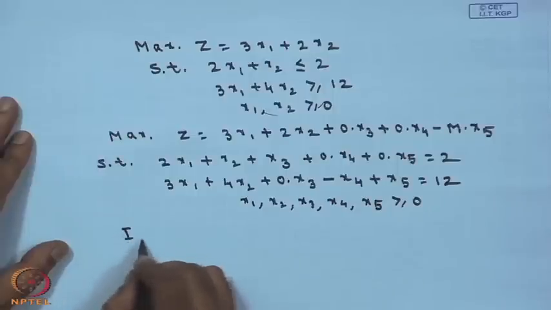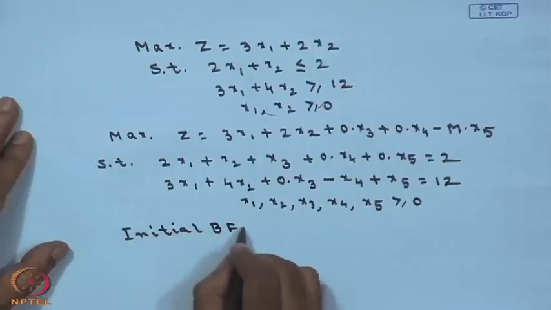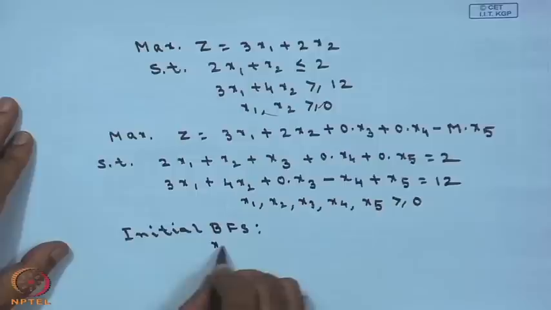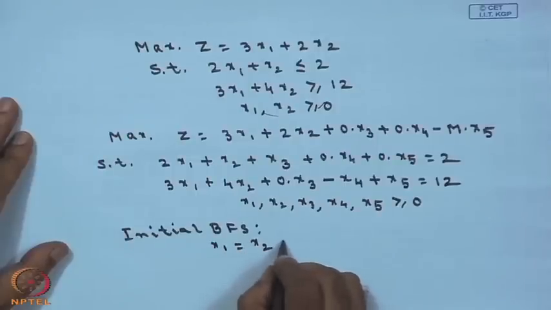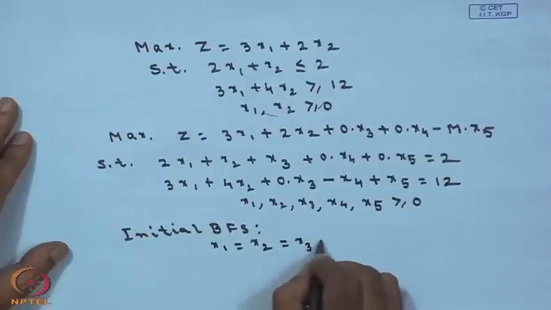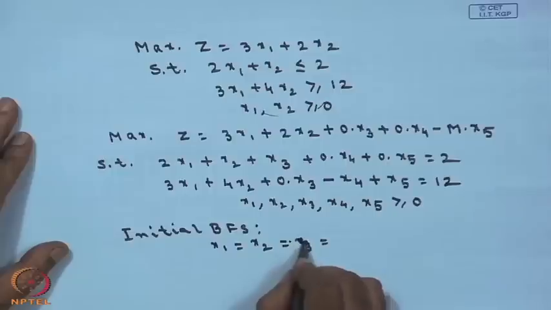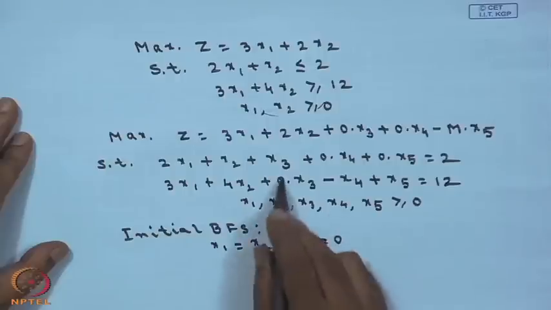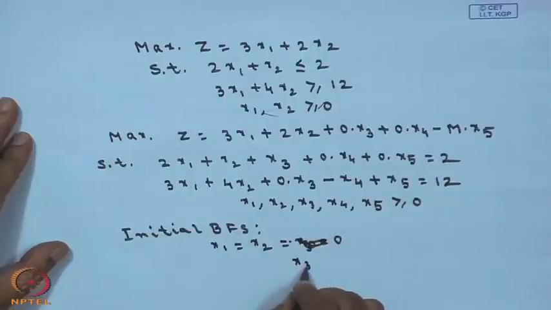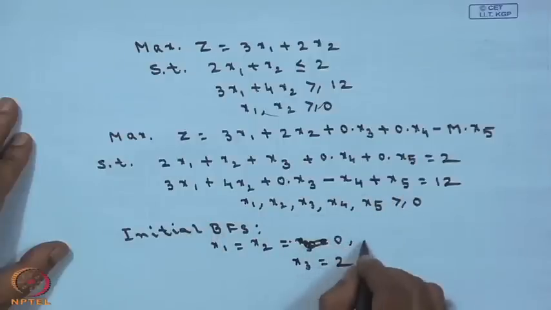So, what will be your initial basic feasible solution? To obtain the initial basic feasible solution, you are making x1, x2 and x3 all as 0. No, I am sorry, x1 and x2 is 0. So that you are obtaining x3 equals 2, from here, and x4 is of course 0.